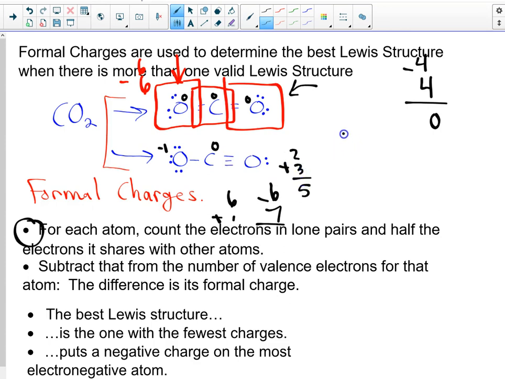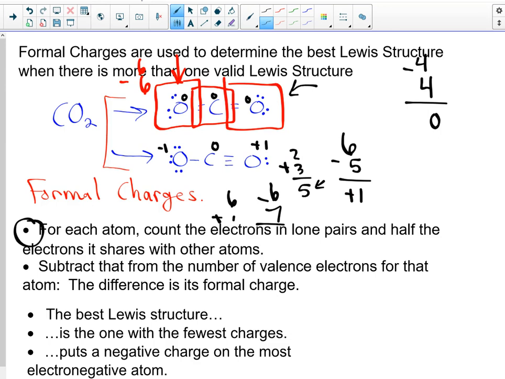So I take my number of valence electrons, which is 6, because it lives in family 6, and I subtract the assigned electrons, or this number that we got right here, and I get a +1. And I put a +1 right here.